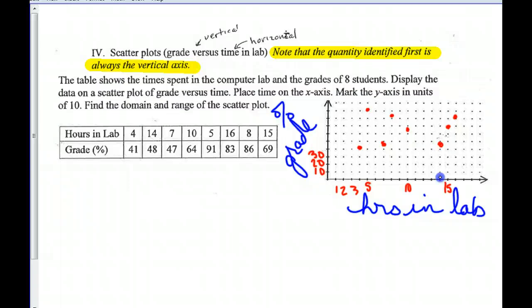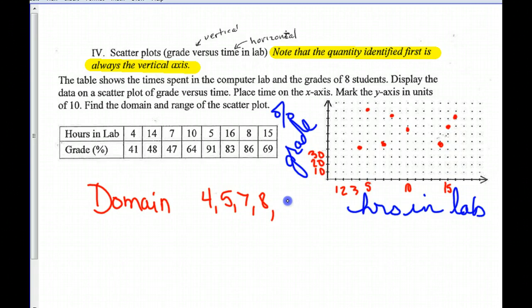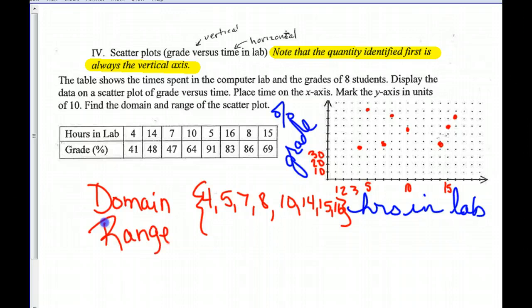Find the domain and range of the scatter plot. Because it is a scatter plot, we really don't want to write an interval notation. So we would just list these. The domain is what numbers? Can we put them in order? 4, 5, 7, 8. What am I missing? 10, 14, 15, and 16. Did I get them all or not? Okay, and the range would be the Y values.